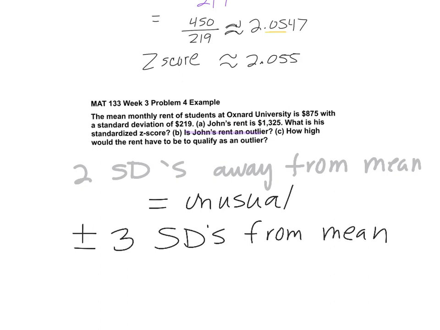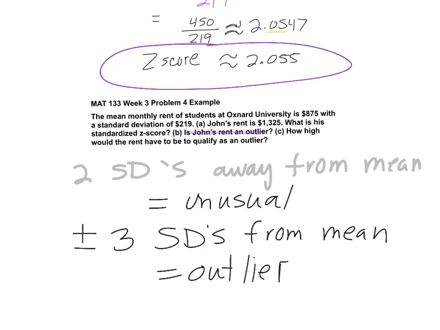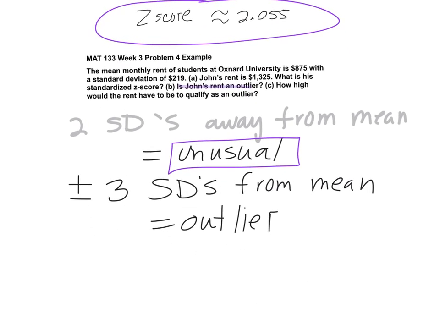So again, John's is only about 2, like 2.055. So his is going to qualify as unusual. It's not an outlier until it's 3 or more. So to answer question B, is it an outlier? That would be a good, solid no, because it doesn't meet the threshold of being 3 standard deviations or more away from the mean.